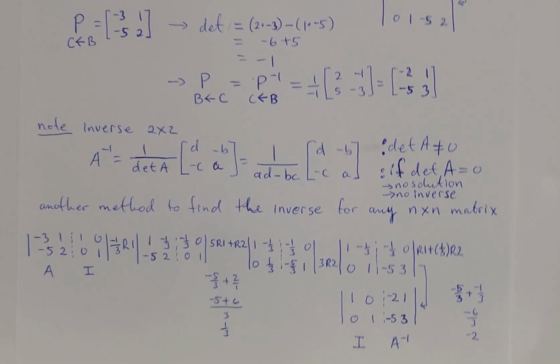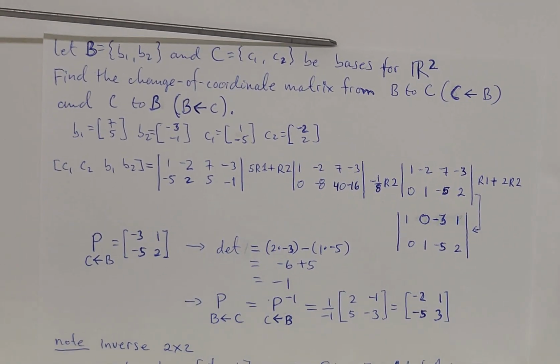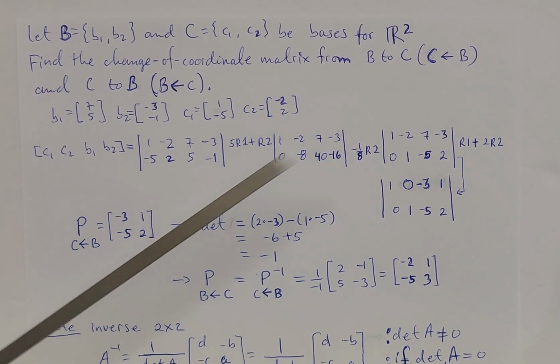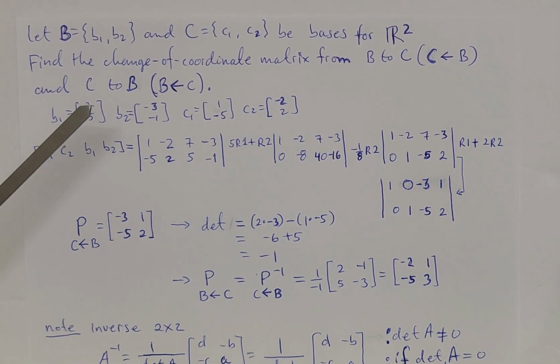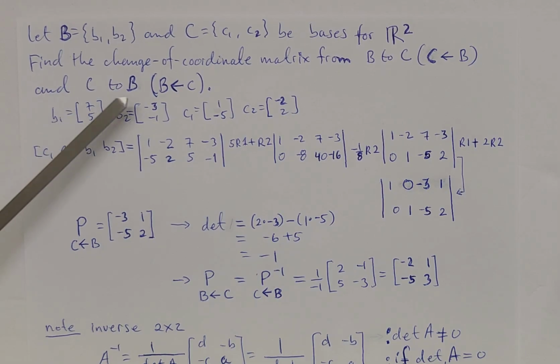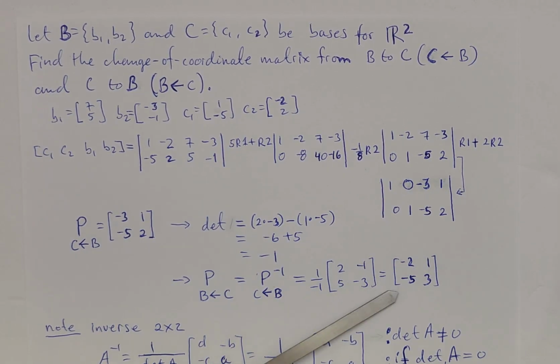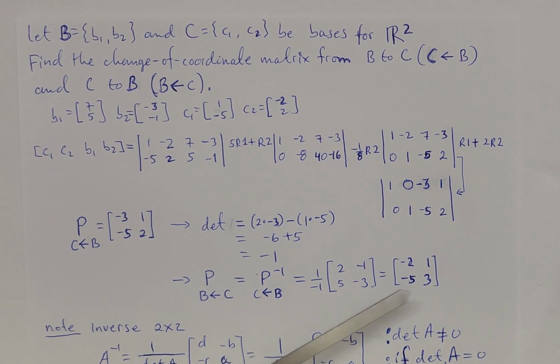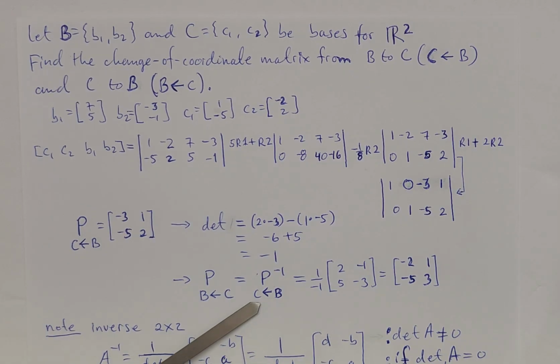Okay, so one more time. We are looking for B to C, which is this one. Next, we are looking for C to B, which is this one. However, this is the same as this, and it is the inverse of B to C.